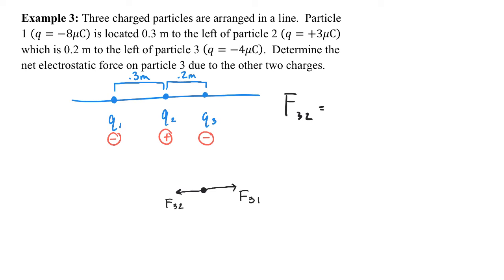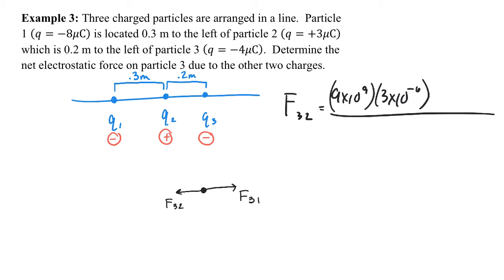F32 is going to be K times particle 2 times particle 3. Multiplication is commutative, so it doesn't matter which way I do this. All over the distance between particles 2 and 3 squared. Okay, take a look at my math, make sure it makes sense. Again, write yourself a note, I'm not worried about the sign being positive or negative because I've already taken into account whether things are attractive or repulsive with my free body diagram.